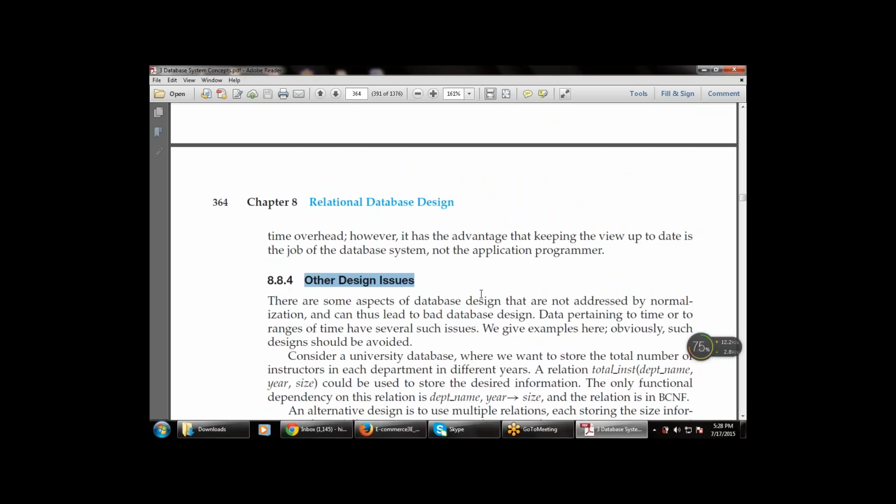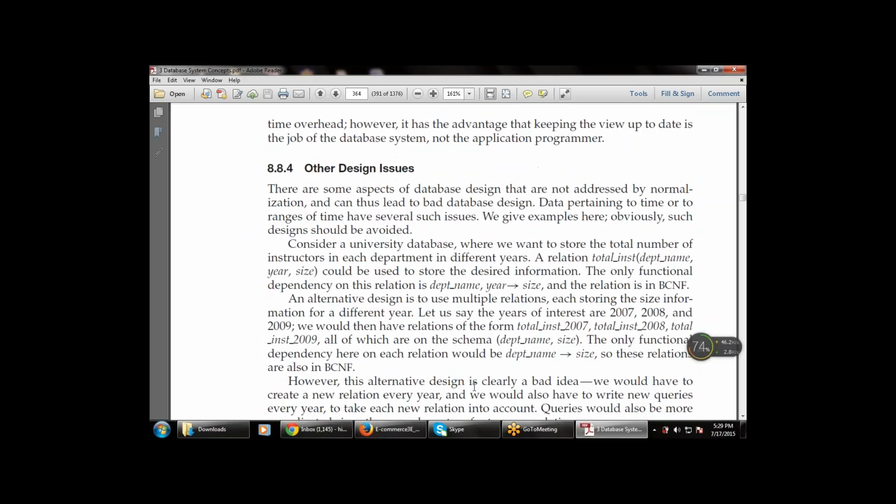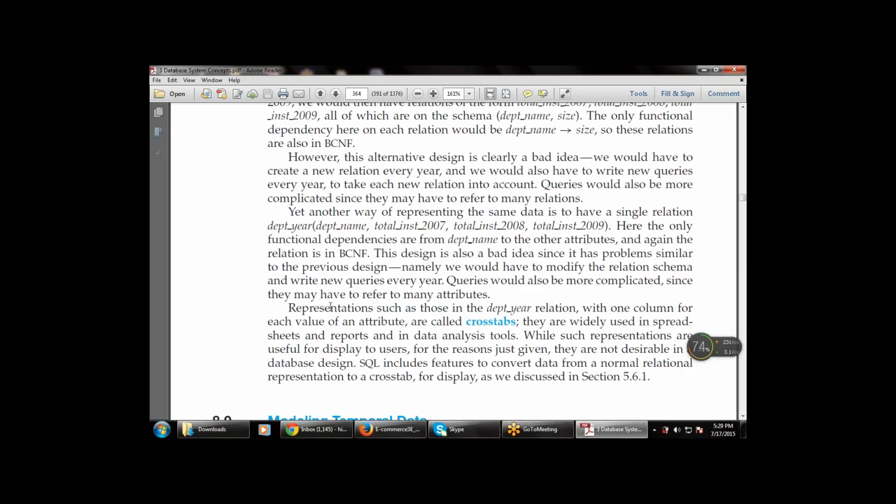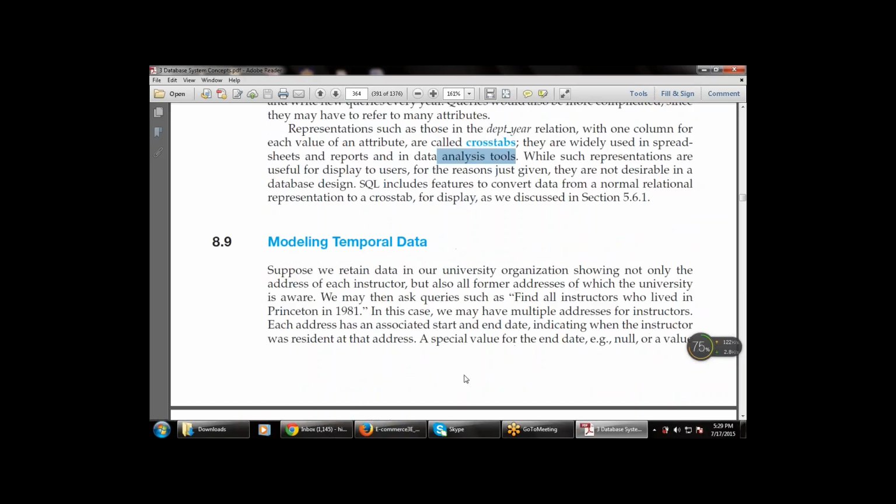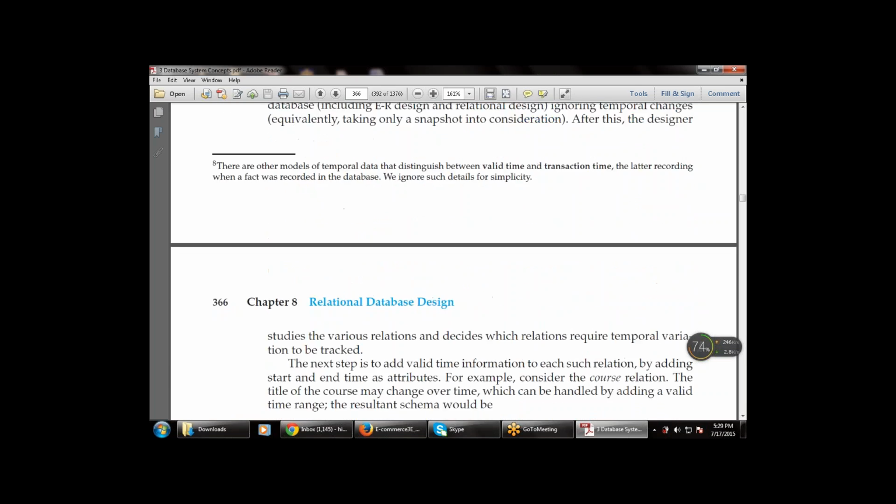Next are other design issues available with the database schema. There are some aspects of database design that are not addressed by normalization and that can lead to bad database design. Representations such as those in the department year relation, with one column for each value of an attribute, are known as cross tabs, which are widely used in spreadsheets, reports and data analysis tools.